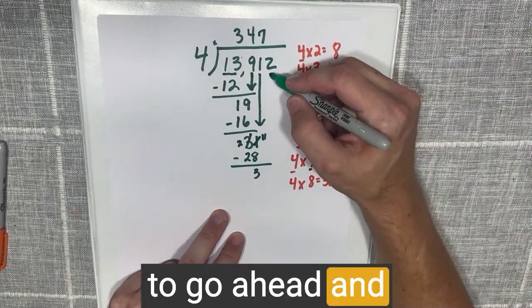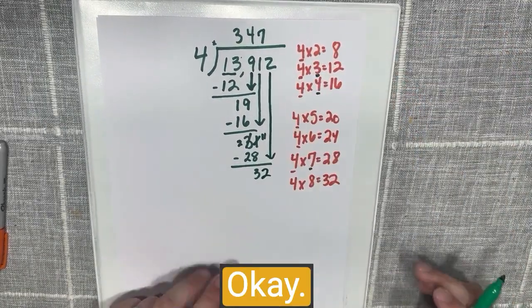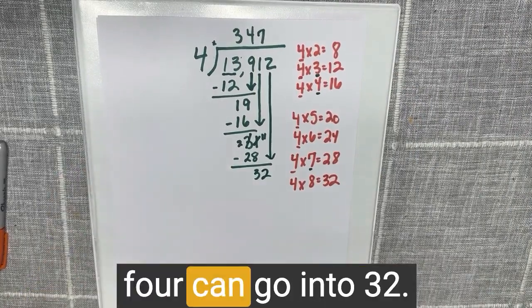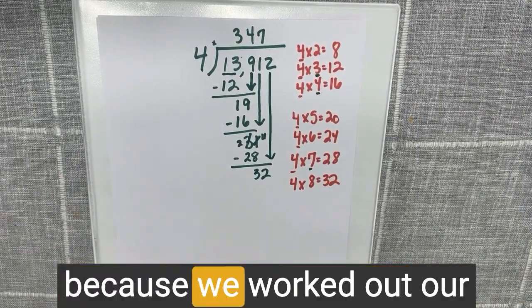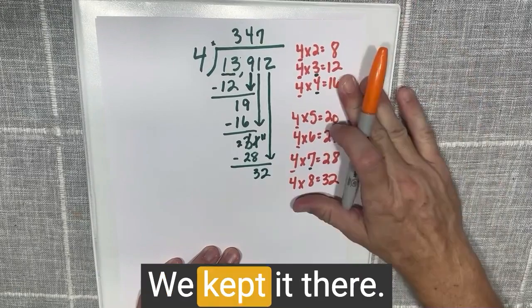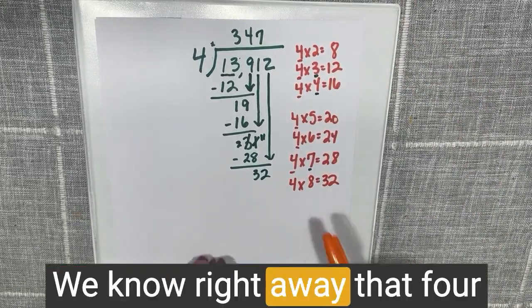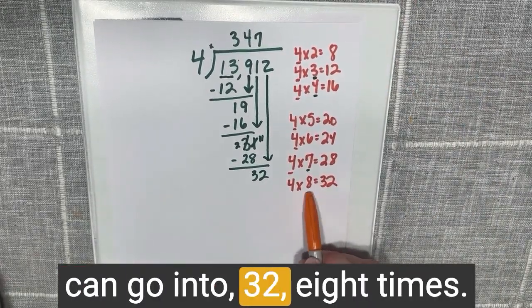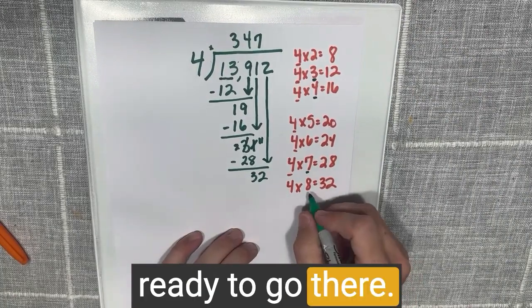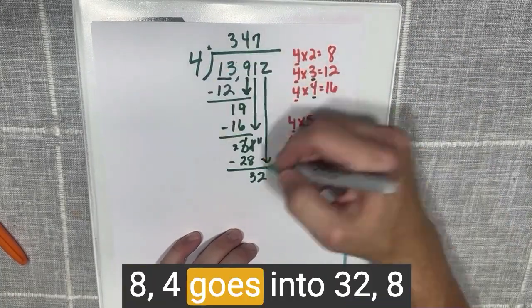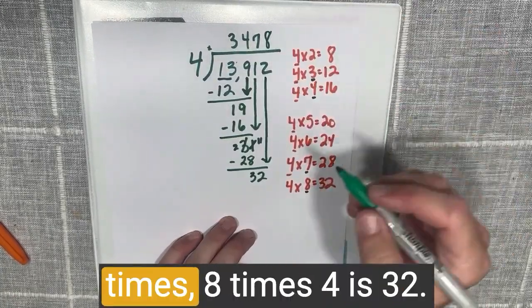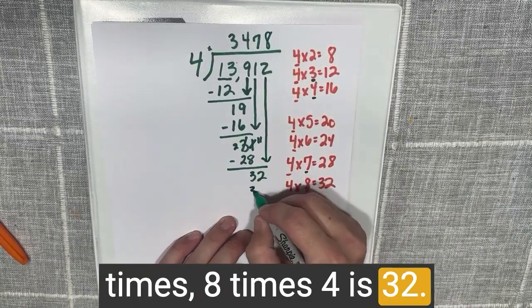All right. But I'm going to go ahead and bring down this 2. Okay. So now I'm figuring out how many times 4 could go into 32. And again, mathletes, because we worked out our problems, we didn't erase it. We kept it there. We know right away that 4 can go into 32 8 times. We have it all ready to go there. So there it is. 4 goes into 32 8 times. 8 times 4 is 32.